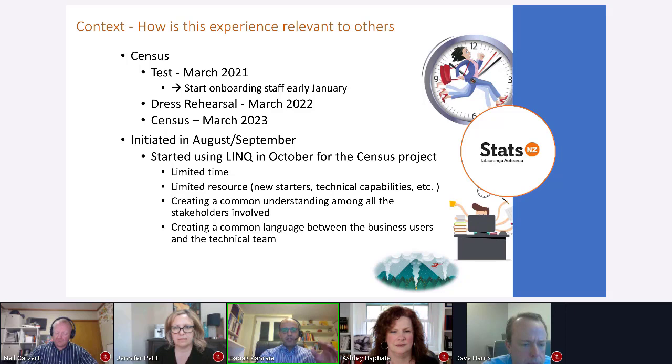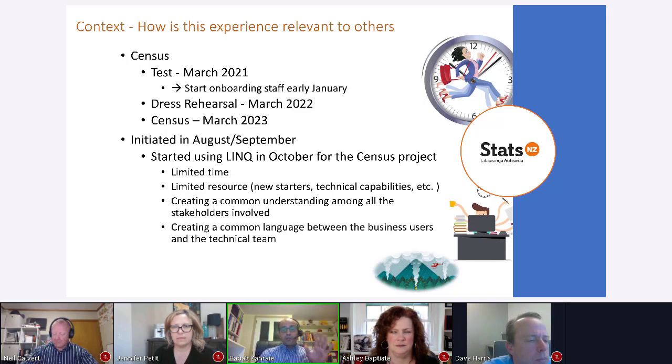Besides this time pressure, we had limited resources available. An architect started with us in our DBS team, our digital business services team, who was very new to start and didn't have experience with census. We also had 2 new starters as SMEs in our census department, which made it difficult to articulate the needs.